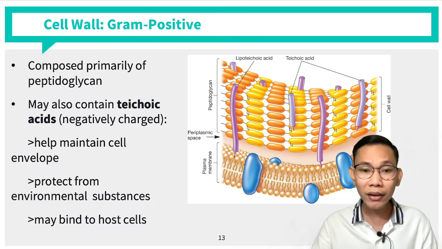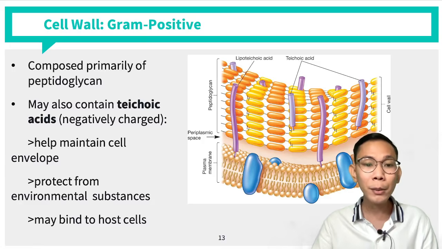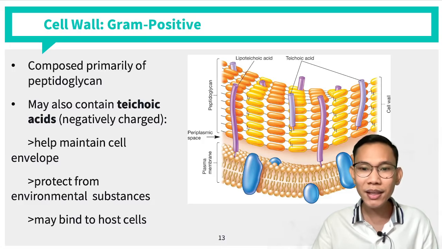Tingnan nyo, it's very thick, right? It's composed primarily of your peptidoglycan. However, it may also contain your teichoic acid. So these are now your teichoic acid. Once your teichoic acid is attached to your plasma membrane, it is termed now your lipoteichoic acid. Remember, your plasma membrane is composed of lipids, kaya tinawag siya na lipoteichoic acid. So, what is the function of your teichoic acid? Your teichoic acid helps maintain your cell envelope, protects from environmental substances, and may bind to your host cell. So, that's the basic function of your teichoic acid.